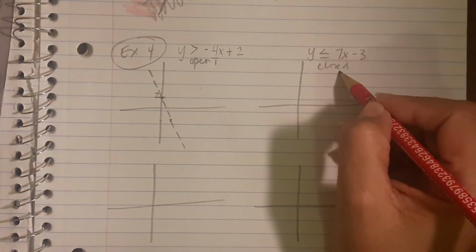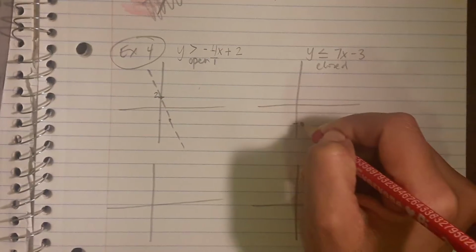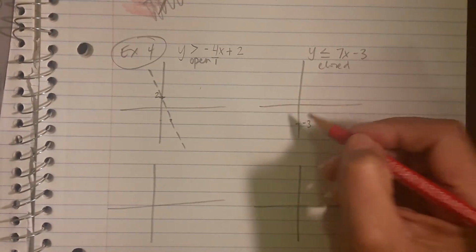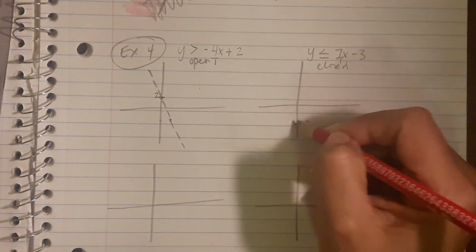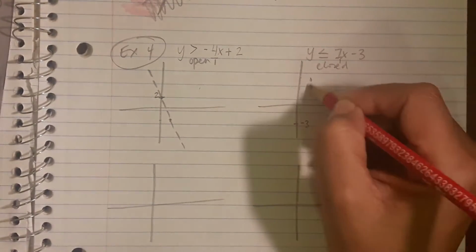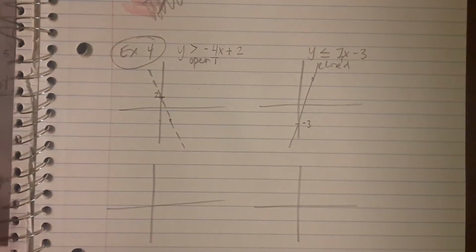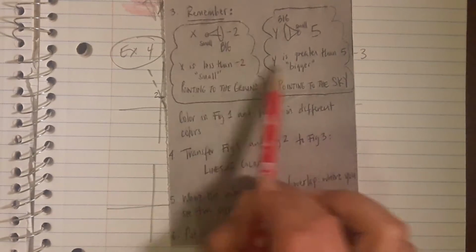This one is closed, so a solid line. And then what's the y-intercept? -3. And then what are we doing? Up 7, 1, 2, 3, 4, 5, 6, 7 over 1. And closed, so it's a solid line. Okay. Once you have that, you're coloring it in, but you need to remember this information.